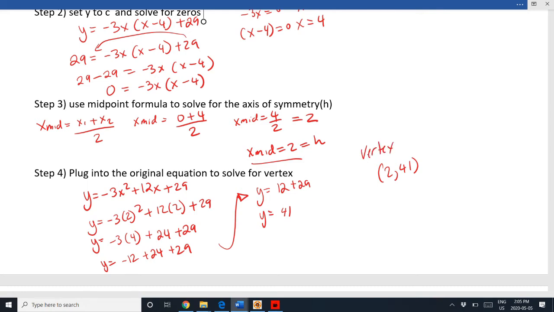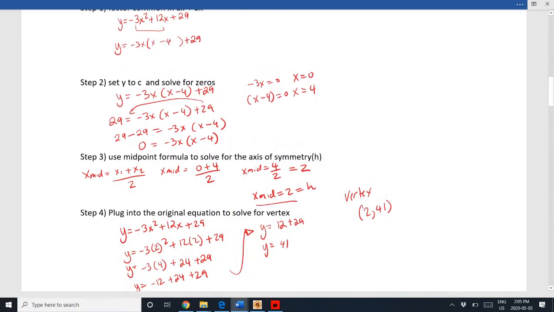And once we have the vertex, we can see that we know the A already. So if you wanted to get to vertex form, it'll be very simple from this point. So this is partial factoring.